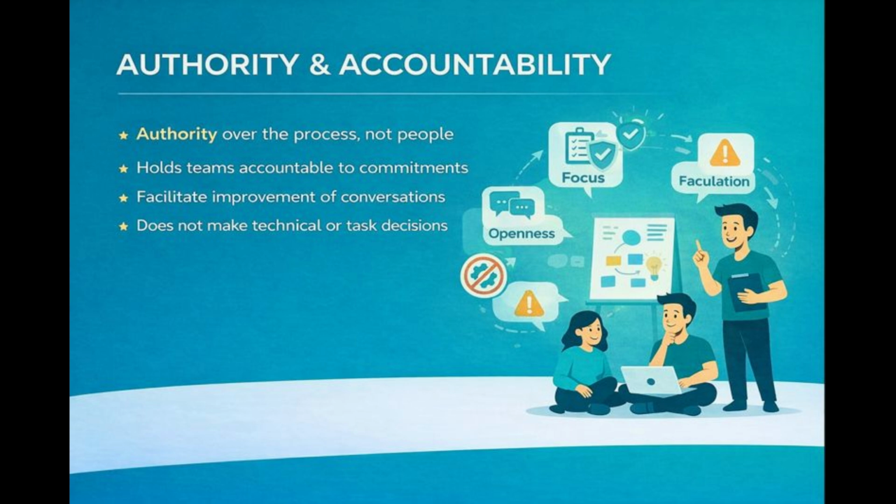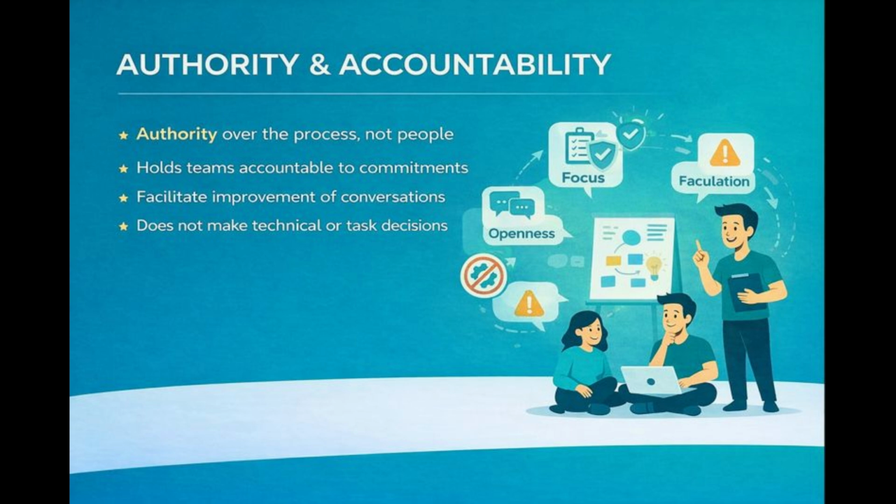Accountability and process authority. One of the Scrum Master's responsibilities is to help the team honor its commitments. For example, if the team fails to deliver a usable increment at the end of a sprint, the Scrum Master may facilitate a discussion about what went wrong and how to improve next time.